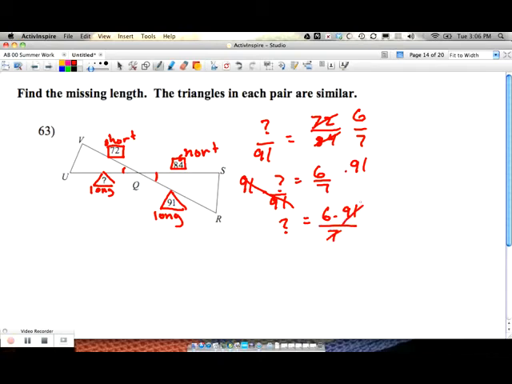But 91 and 7 reduce. 7 goes into 91 13 times. So that means I have 6 times 13. 6 times 13 is going to be 78. Is that right? Yes, 78. So the question mark should equal 78. Double check my math, but I'm pretty sure that's the right answer.